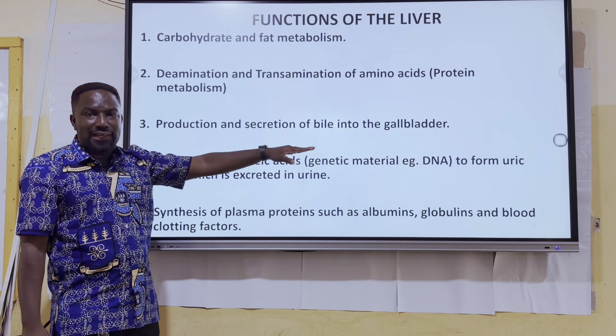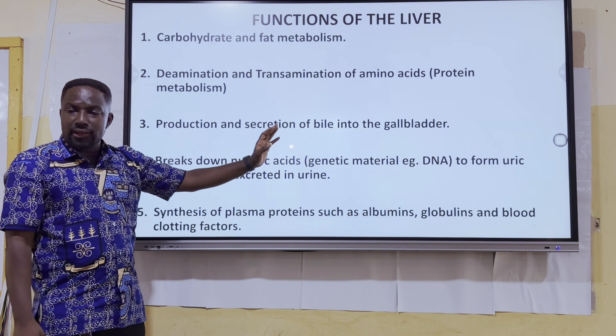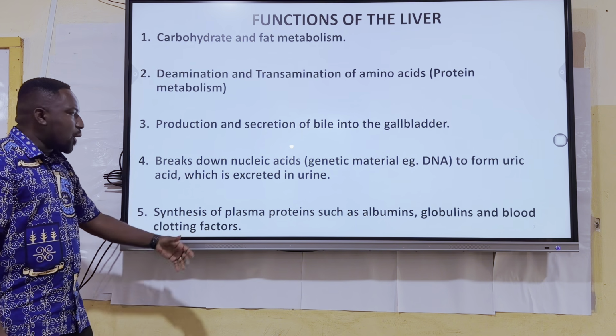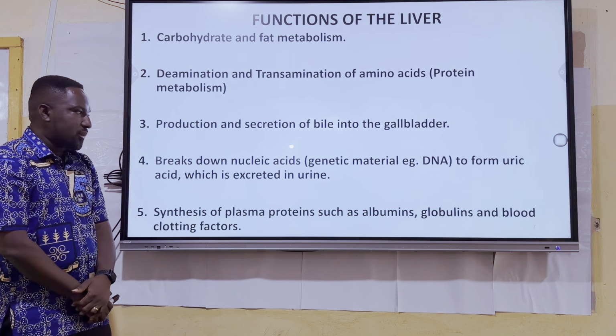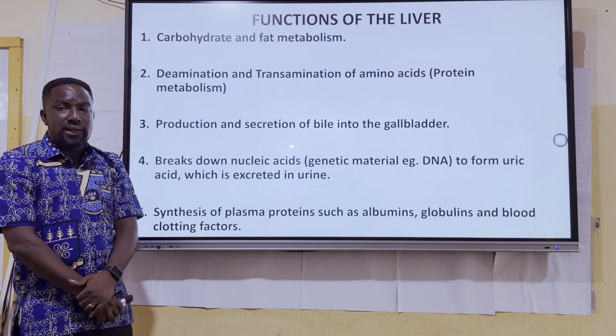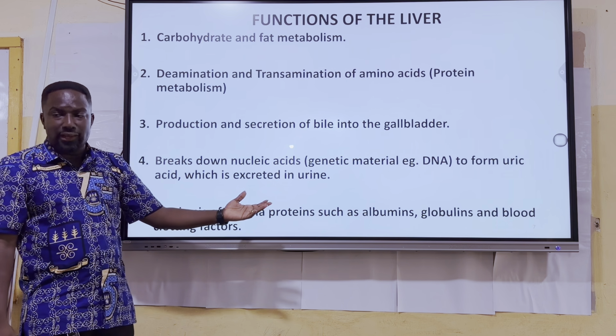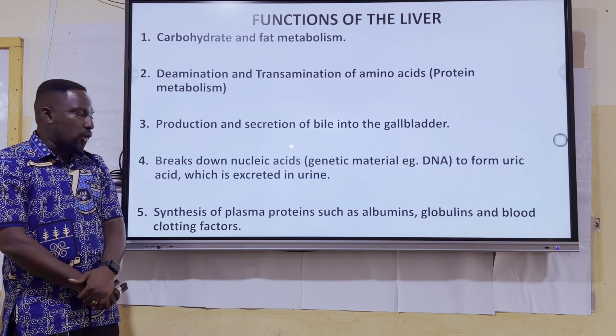I've already mentioned that the liver produces bile, and then the bile is secreted and stored in the gallbladder. It also helps break down nucleic acids, that is the genetic material in DNA, to form uric acid, which can now be excreted in urine. Uric acid is a component of urine.